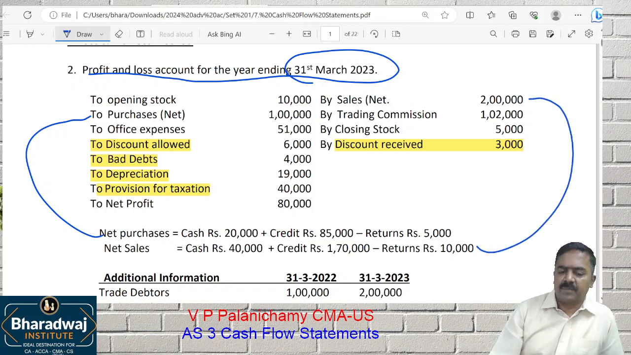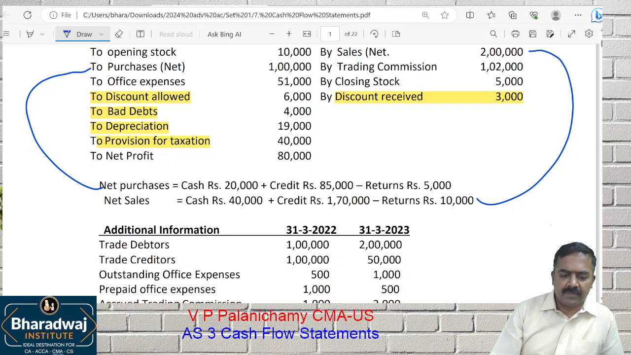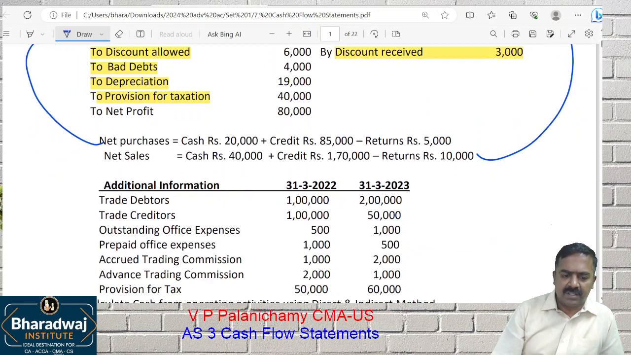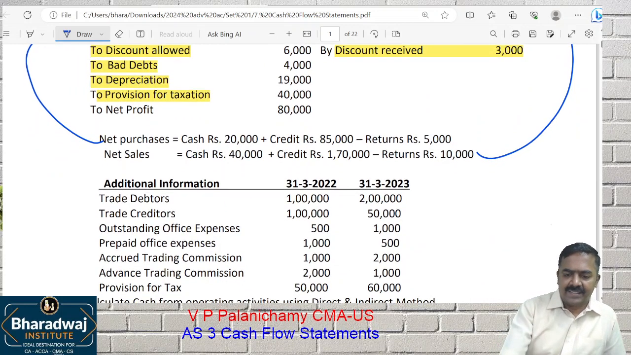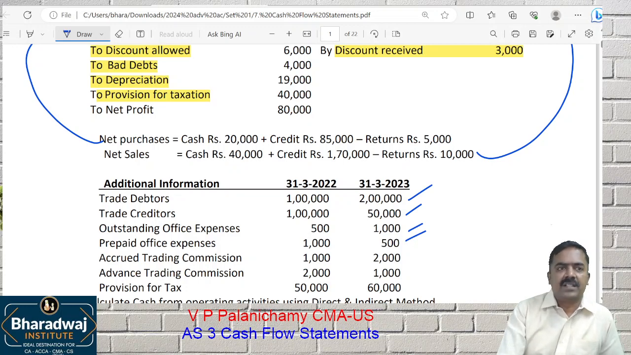Same way, net sales. They have given cash sales plus credit sales minus returns. They have given additional information: debtors and creditors at the beginning and end of the year. Outstanding expenses and prepaid expenses at the beginning and end of the year. Accrued means earned but not received. Accrued trading commission at the beginning and end of the year. Received in advance. Provision for tax they have given.